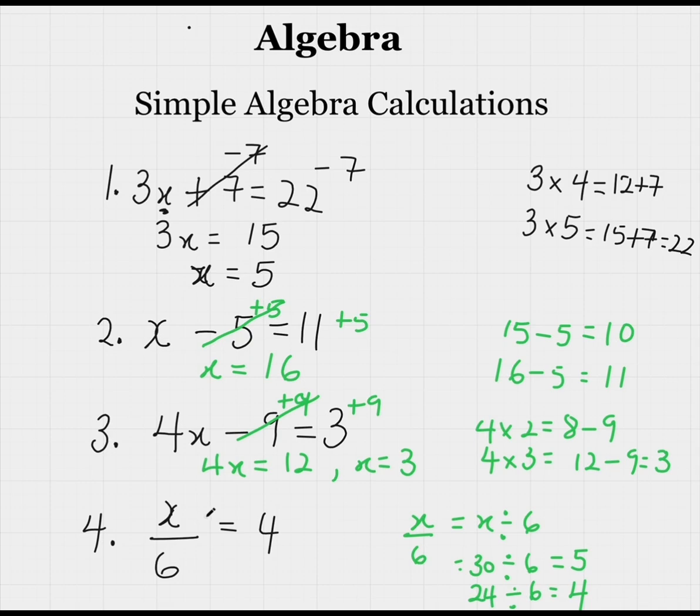Or you can just use the opposite number game. x over 6 is the same as x divided by 6. The opposite of division is times. So you're going to have to times the whole of that by 6. And then you do the same to the right side. So that will get rid of that. And now we have x equal to 4 times 6. And that gives us 24. So this is how you work out some simple algebra equations.